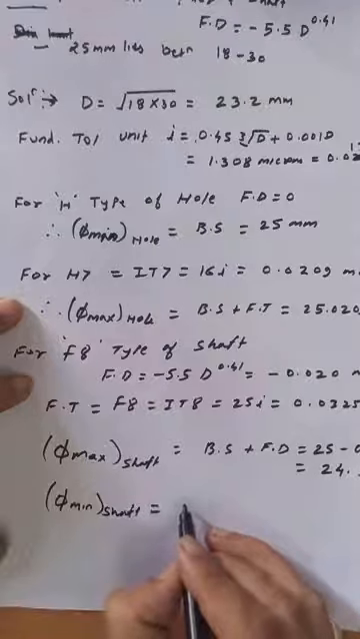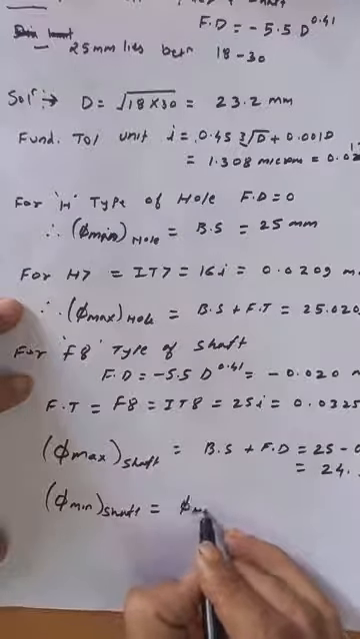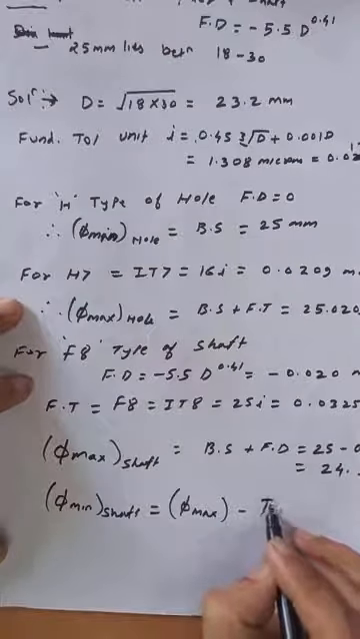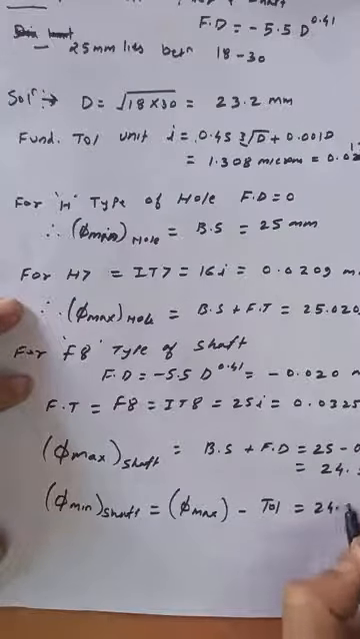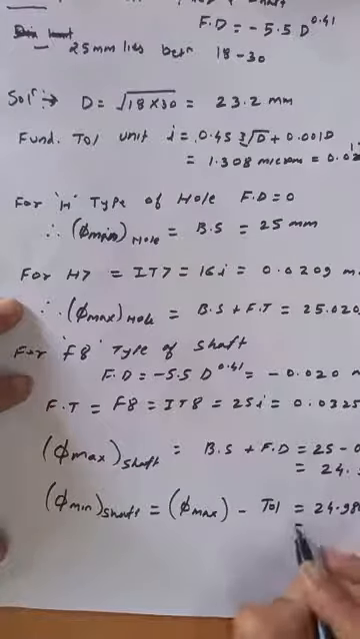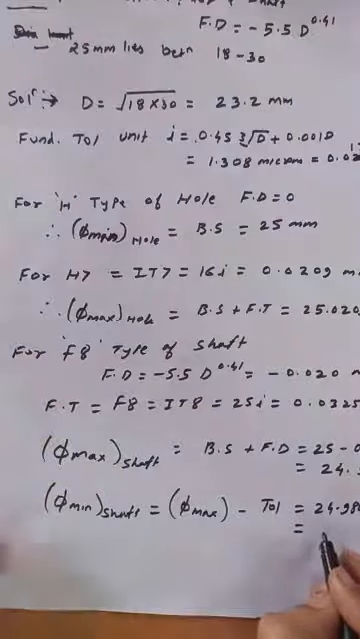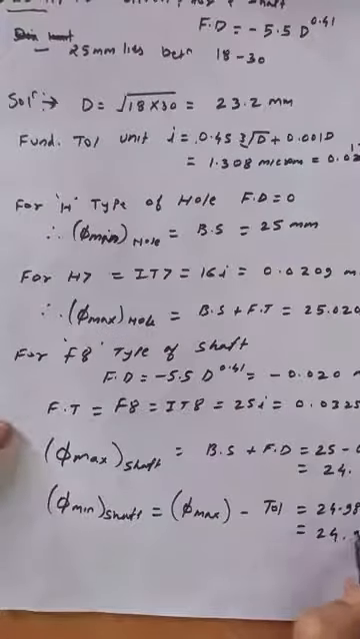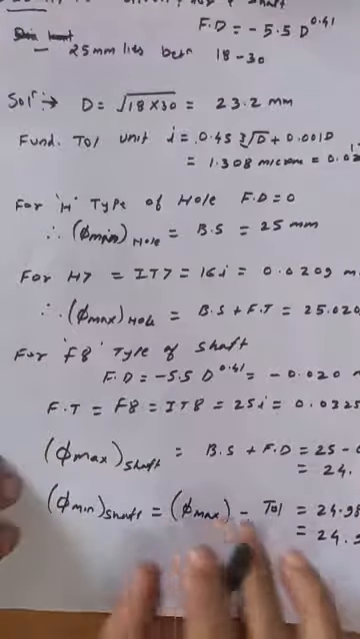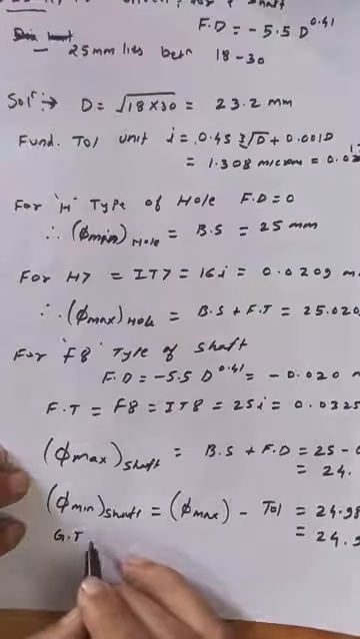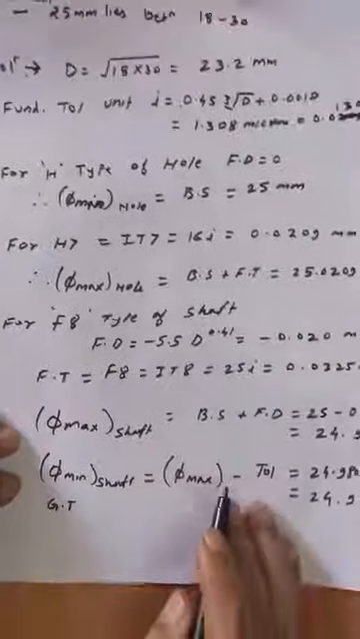And the minimum size of shaft is equal to maximum size minus tolerance, that is 24.980 minus 0.0325, it comes to be 24.974 mm. Okay, so these are the values, and then we have to calculate the gauge tolerance.